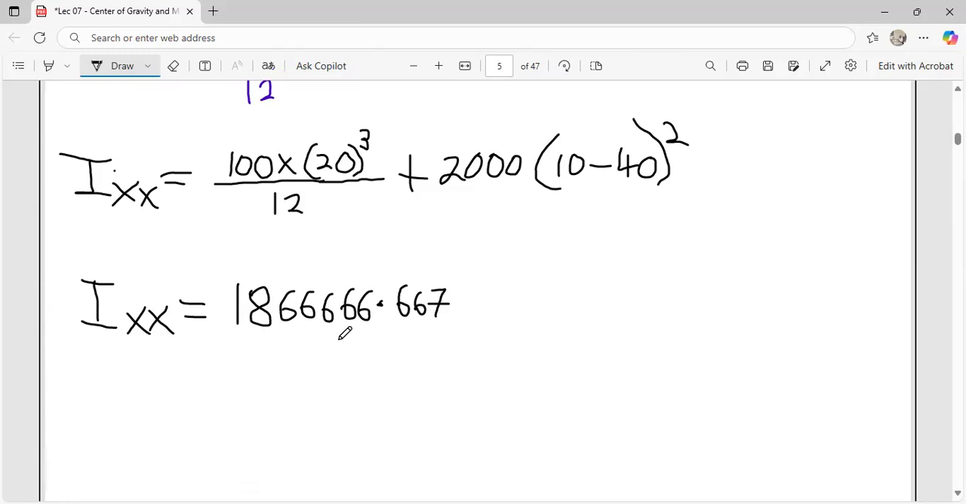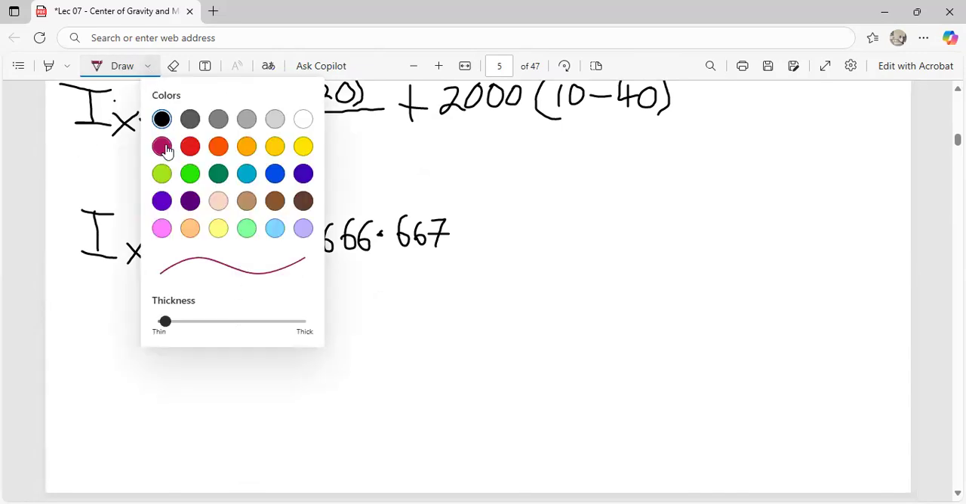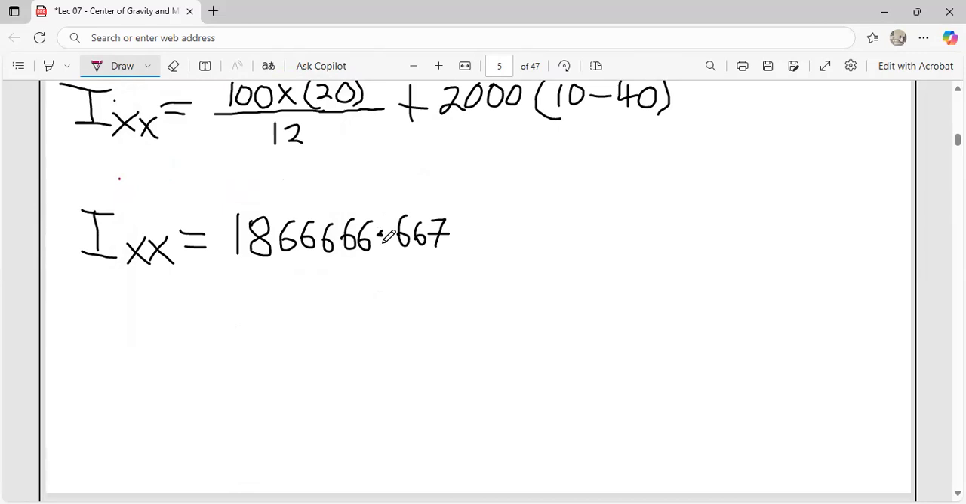I want my answer to be in standard form. I don't want to leave my answer with so many decimals like this. So what am I supposed to do? I'm supposed to write it in standard form. Due to that, I have to shift this decimal point to this part. Let's do that together.